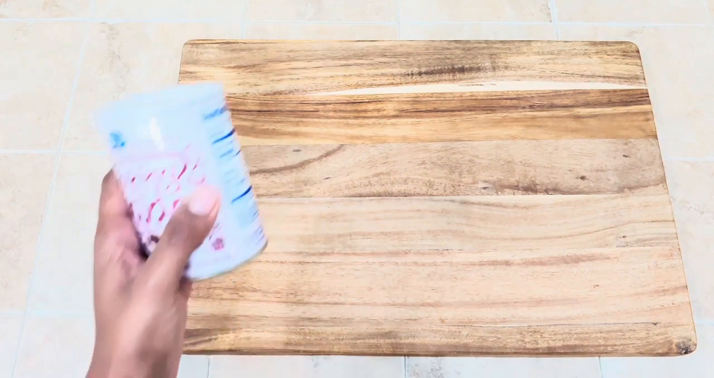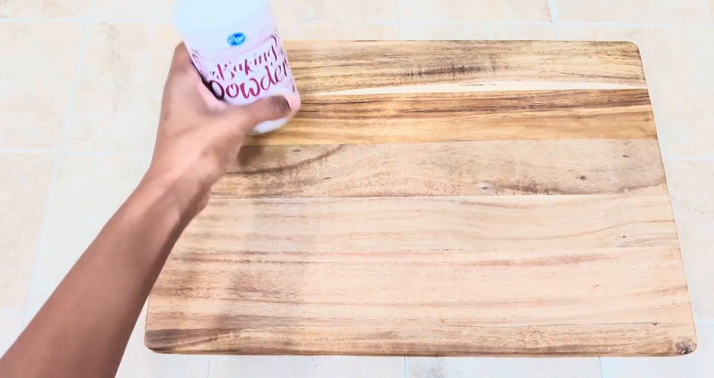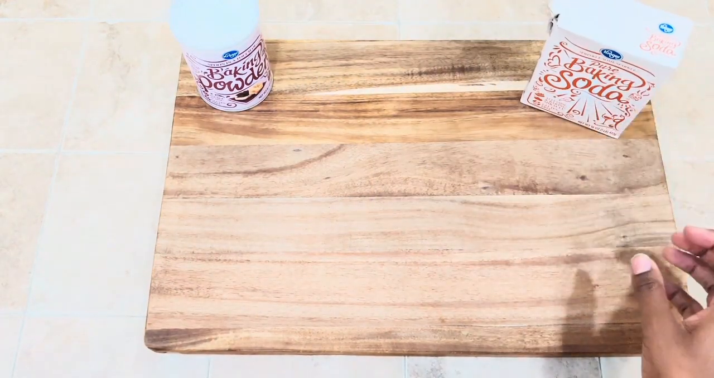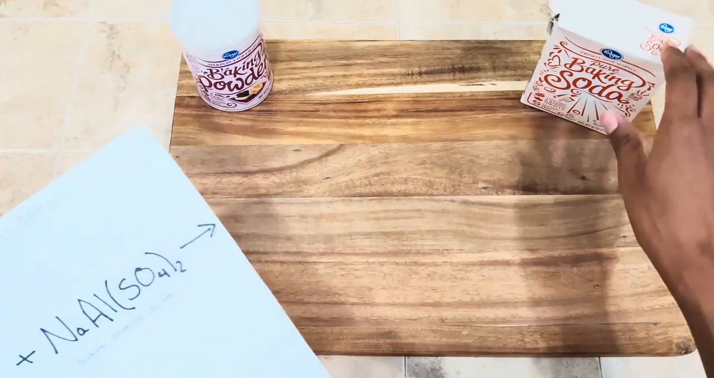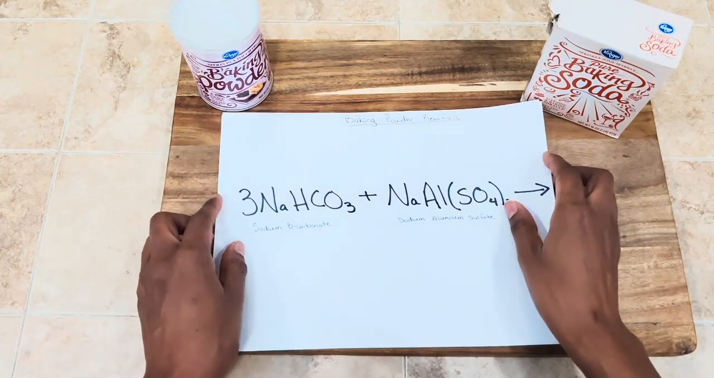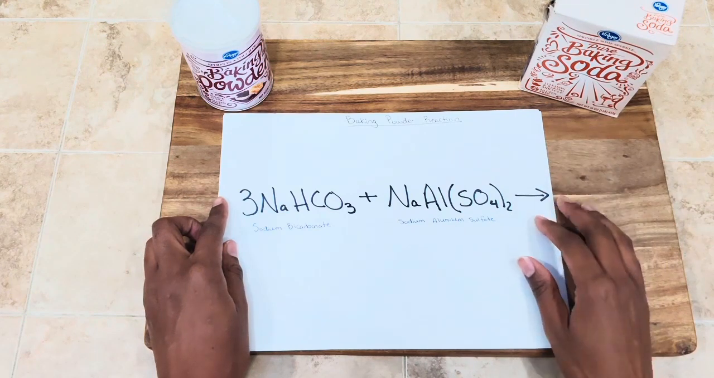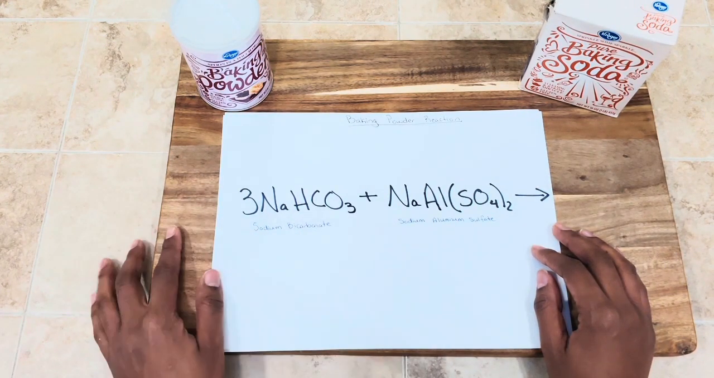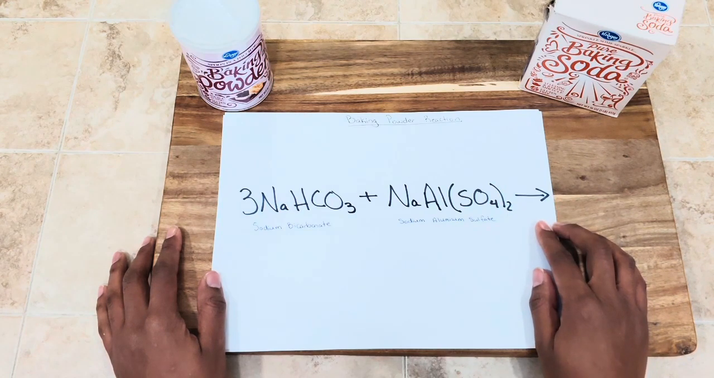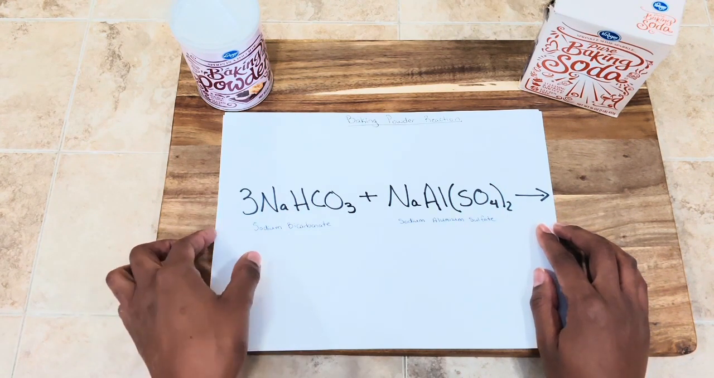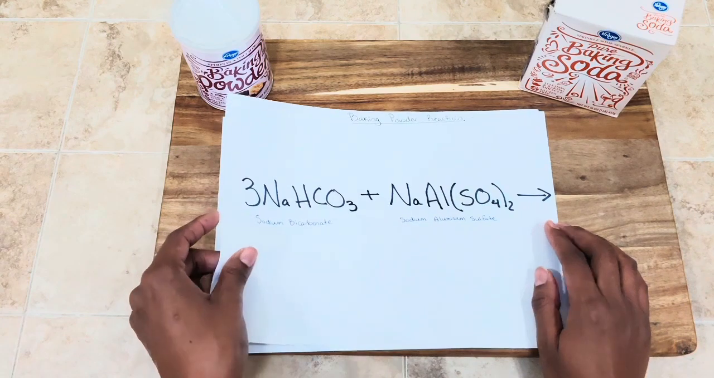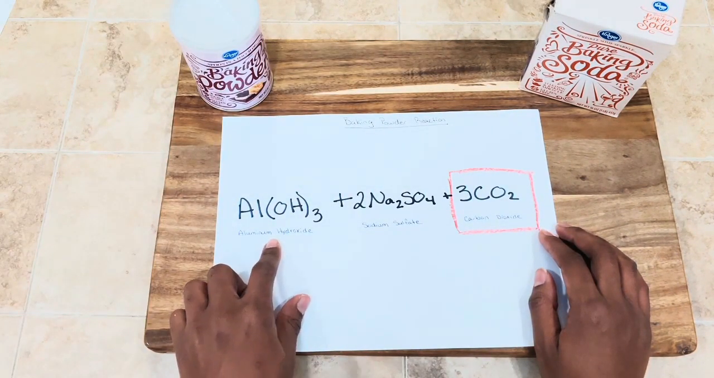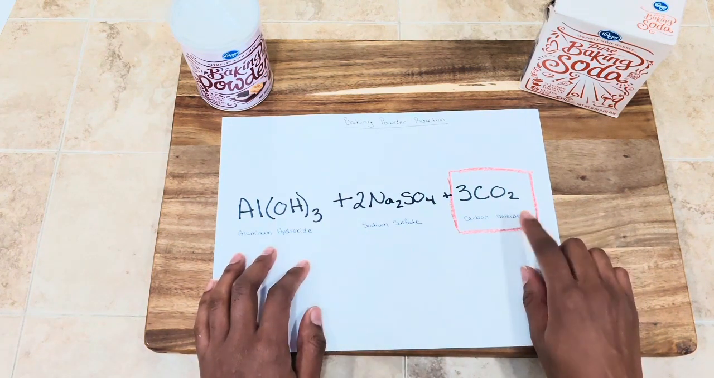The two main leavening ingredients used in cookies and baking in general are baking powder and baking soda. We already talked about baking soda in our previous chocolate chip cookie video, so please check that out. We're going to focus on baking powder. Baking powder is made up of sodium bicarbonate and sodium aluminum sulfate. When you add a liquid, in this case water, it creates a reaction, and the outcome of that reaction is aluminum hydroxide, sodium sulfate, and also carbon dioxide.